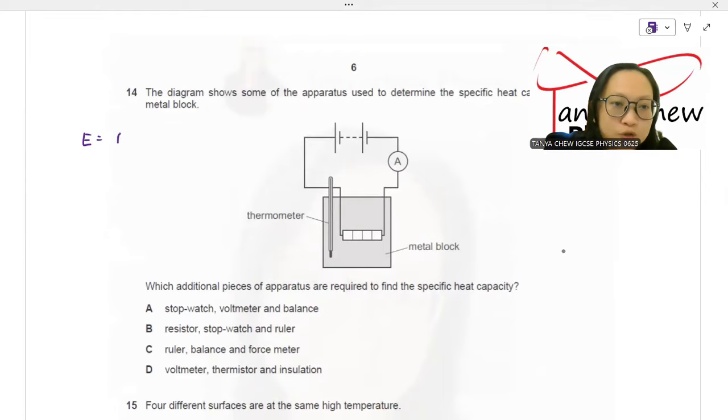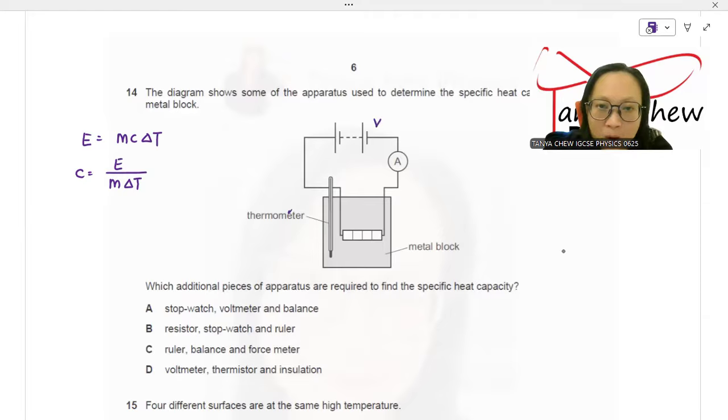E is equal to mc delta change in temperature. The c represents the specific heat capacity, m is the mass, and delta is the change in temperature. I need a thermometer, yes. And then this is a power supply with the potential difference, EMF, voltage. And then this is a current with I.